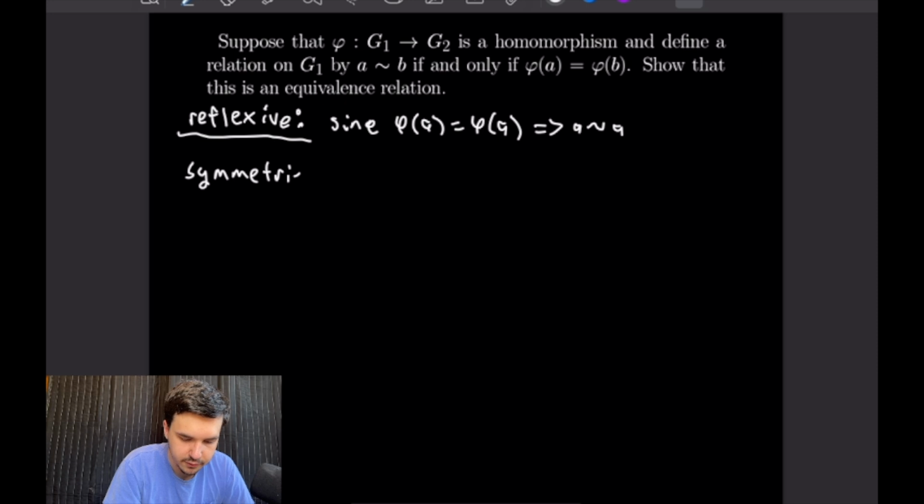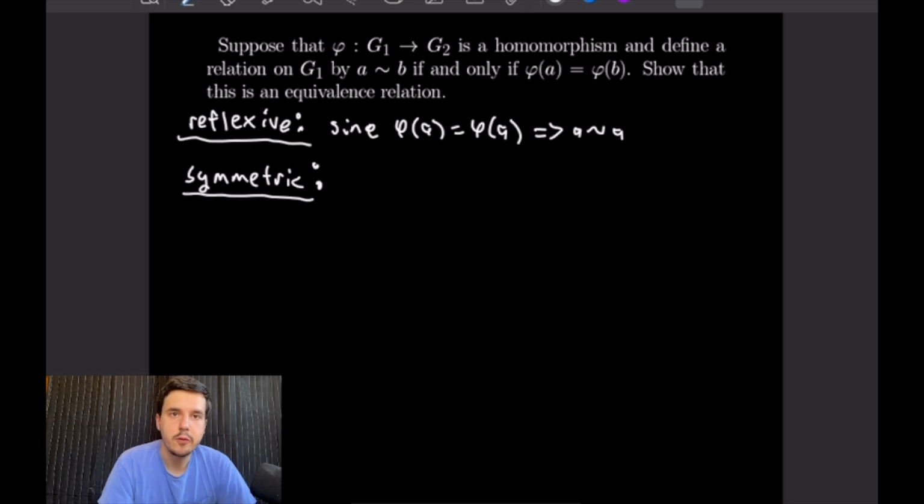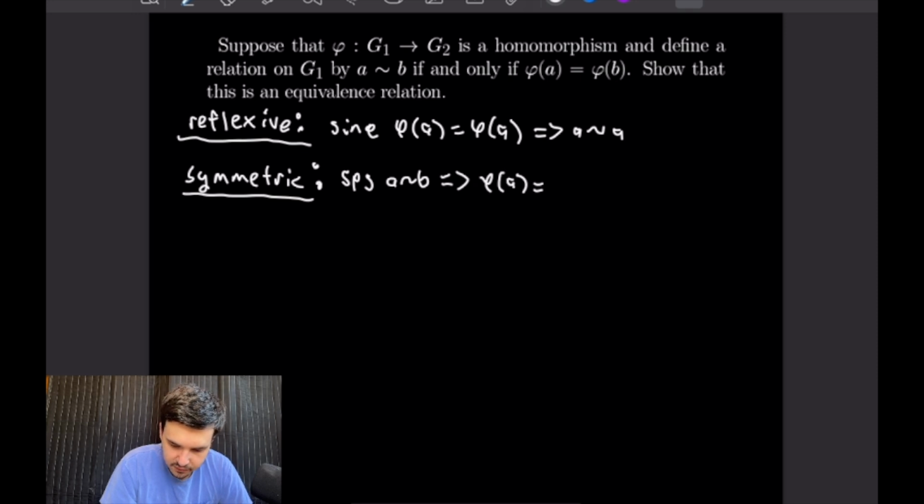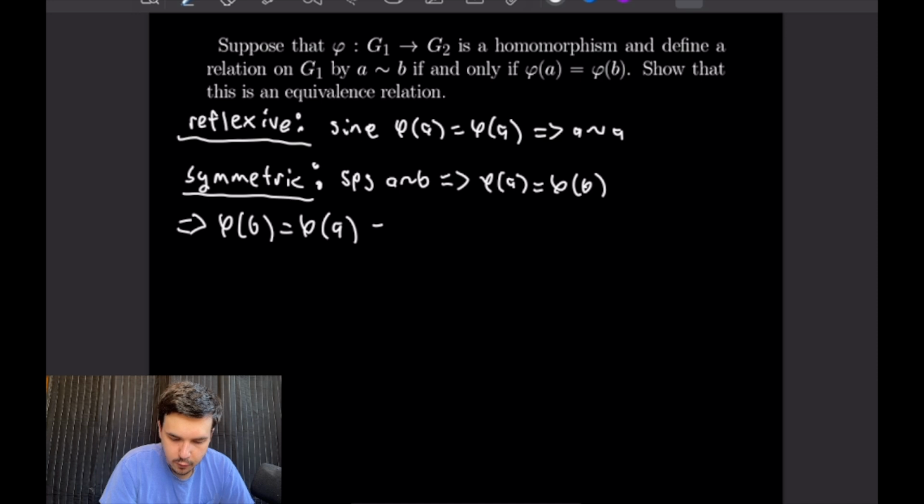So let me go ahead and write out that we are doing symmetry now. For this one, we just want to prove that if a is related to b, that means that b is related to a, which may not necessarily be the case depending on the kind of relation you are working with. So let's start by supposing that a is related to b, and then we'll just try and get to that b is related to a. Well, by using the definition of this relation, that means that phi of a is equal to phi of b. But of course, equality is symmetric, so that means that phi of b is equal to phi of a, just by the definition of equality. And that, using the definition of our relation here, means that b is related to a. So that's another quick proof done.